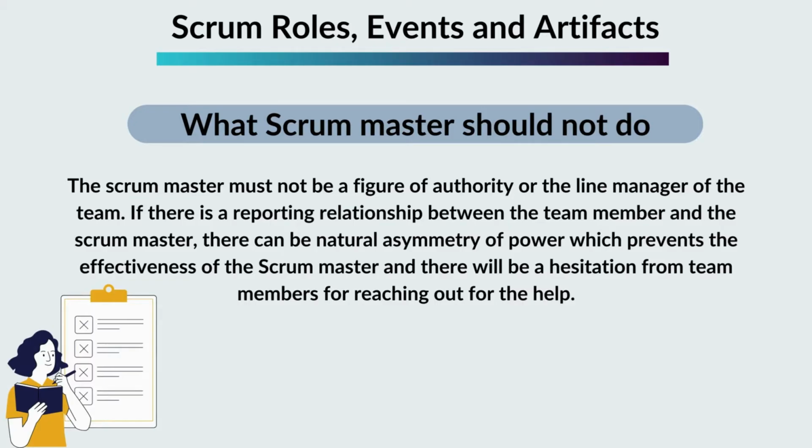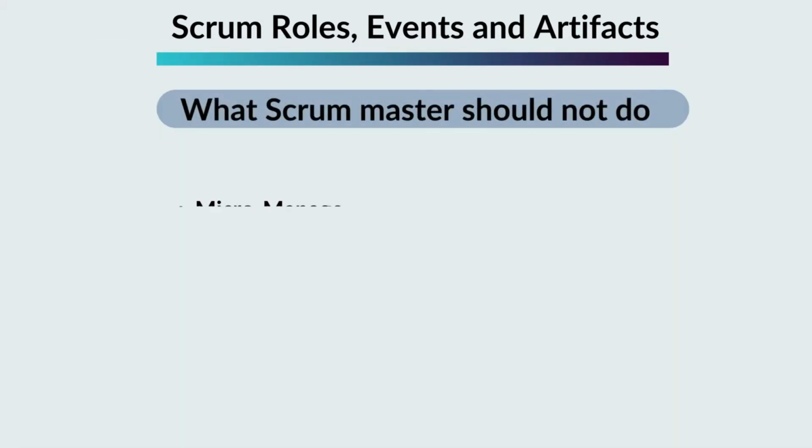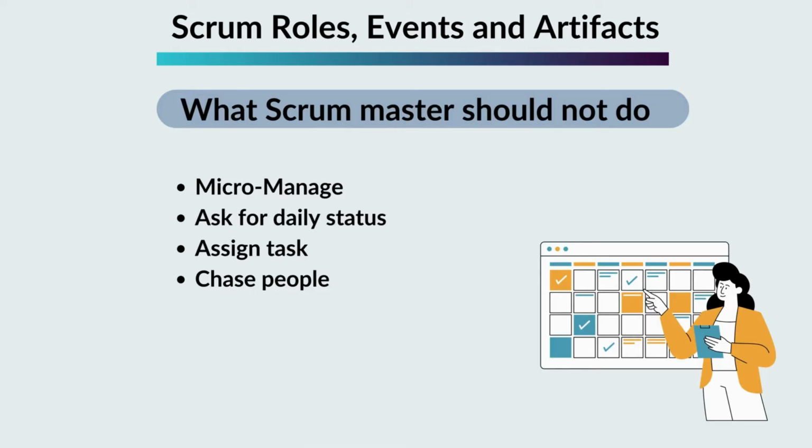What the Scrum Master should not do. The Scrum Master must not be a figure of authority or the line manager of the team. If there is a reporting relationship between a team member and the Scrum Master, there can be a natural asymmetry of power which prevents the effectiveness of the Scrum Master, and team members will hesitate to reach out for help. The Scrum Master should also not be the taskmaster for the team, including micromanaging, asking for daily status, assigning tasks, or chasing people. The Scrum Master and Scrum team should build a trusting, friendly relationship.